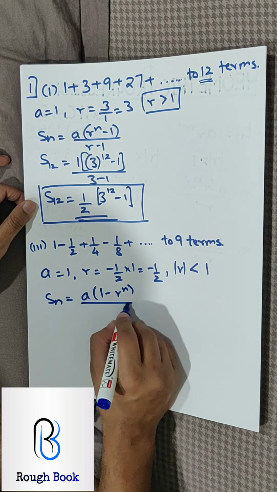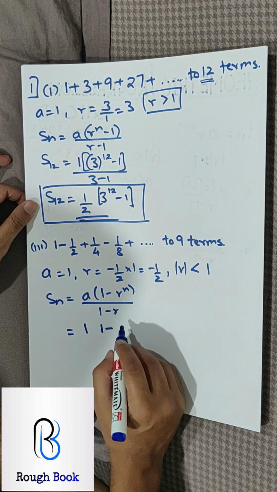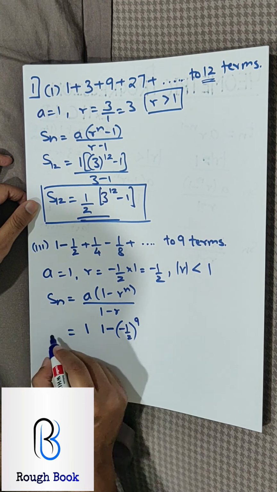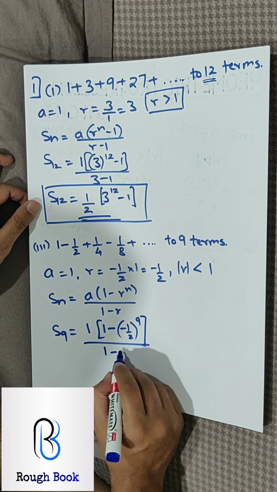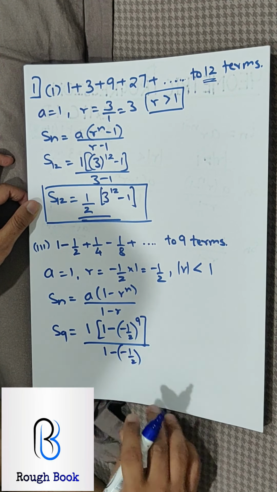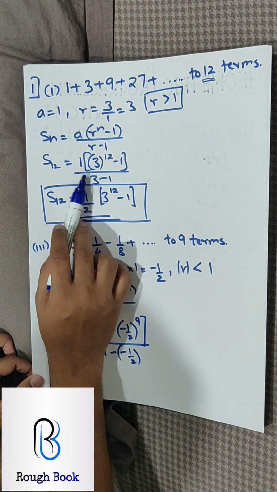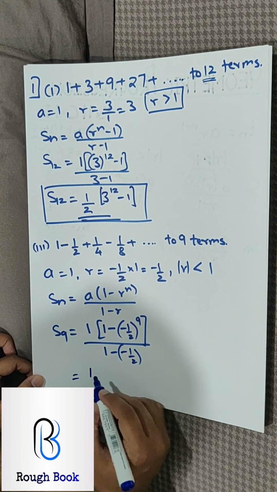1 minus r raised to n, over 1 minus r. So a is 1, 1 minus r is minus half, raised to n is 9 because I am trying to find S9. Big brackets, 1 minus minus half. The denominator has to be solved like this, and then you have to write it in fraction form together. Okay, so let's try and get it.